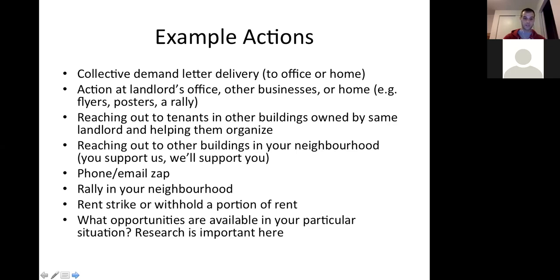There are other actions, let's say at the landlord's office, other businesses, or their home. You could do a protest there. You could flyer their neighborhood. You could flyer their business community and put up posters.